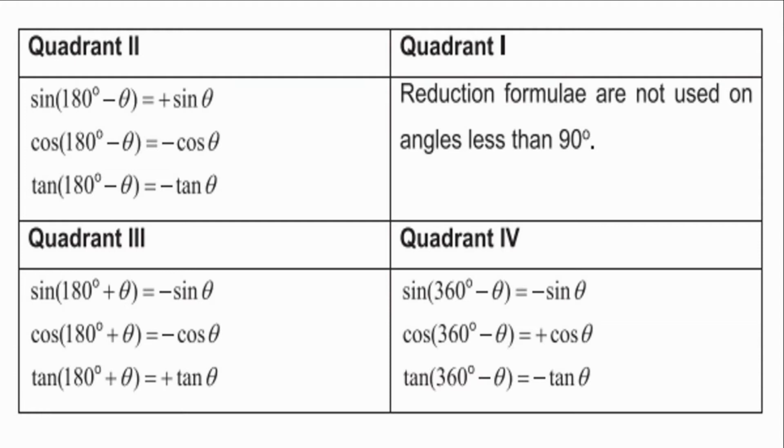Then on quadrant number 3, you can see reduction formula sine(180 plus theta), then sine is negative, cos is negative, only tan is positive. On quadrant number 4, sine is negative, cos is positive, then tan is negative. Here only cos is positive.